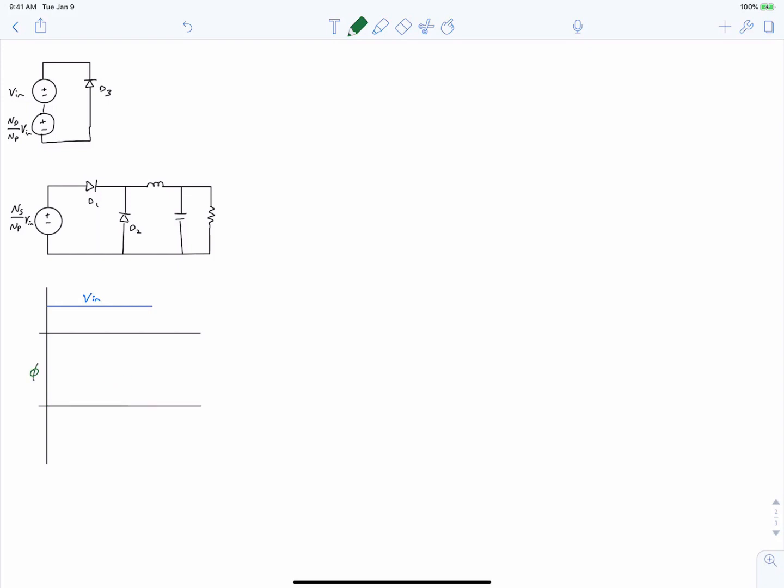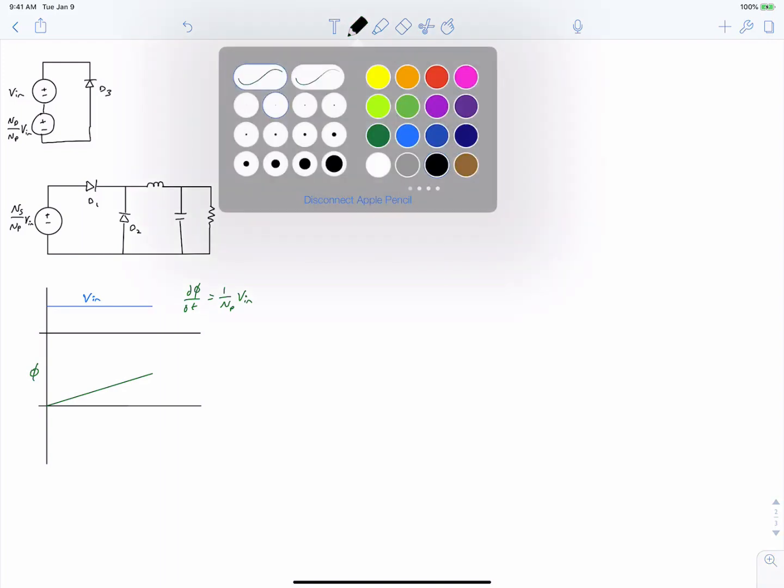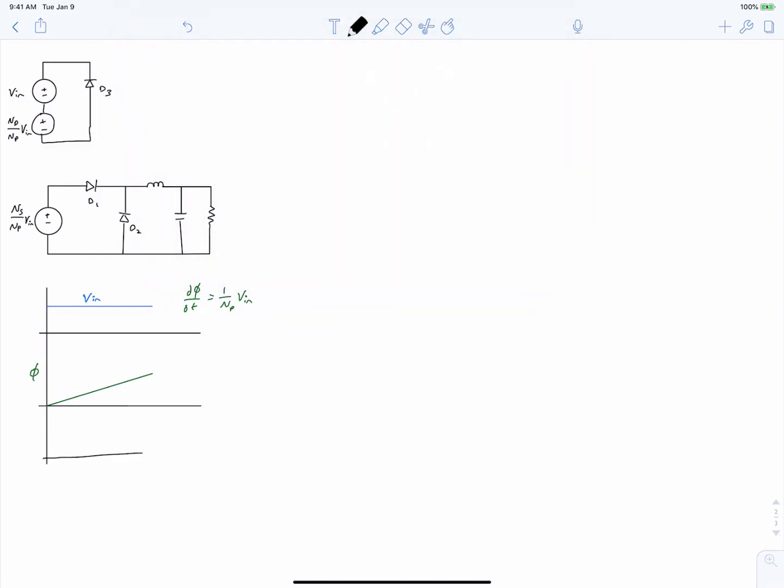And next we're going to draw the flux in our core. Remember that d phi dt is equal to 1 over Np times Vin. So our flux has a positive derivative over this interval. And also remember that we have a positive voltage across our inductor, so we can sketch our inductor current below and we can see that it will be rising during this interval.